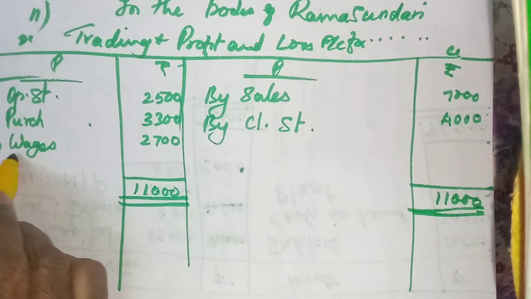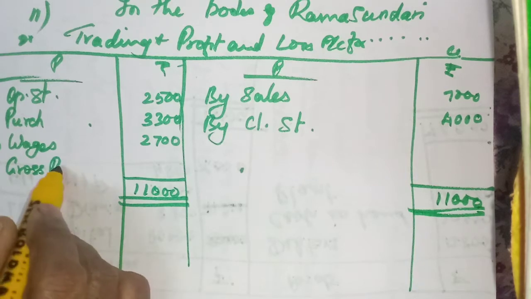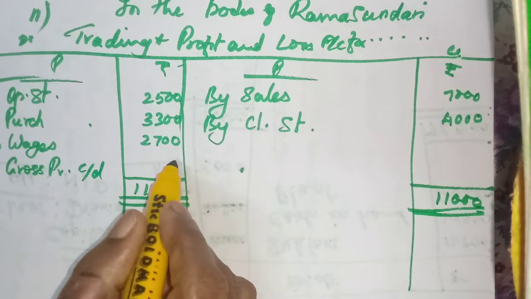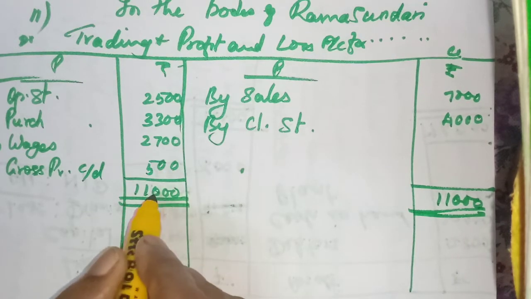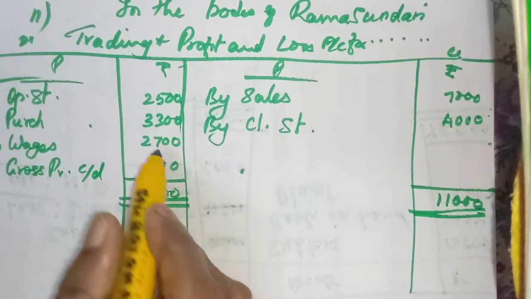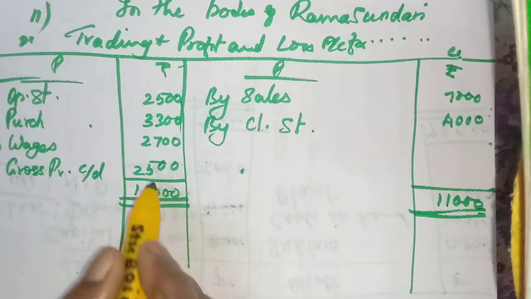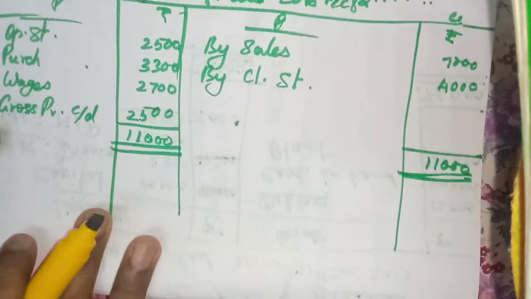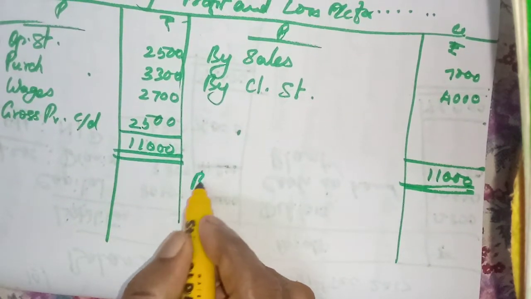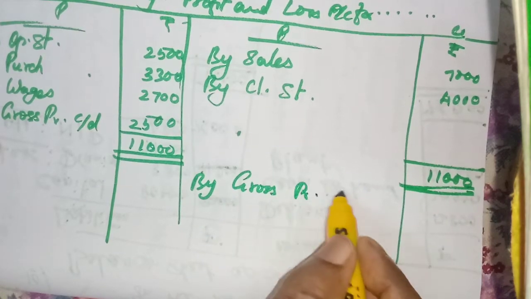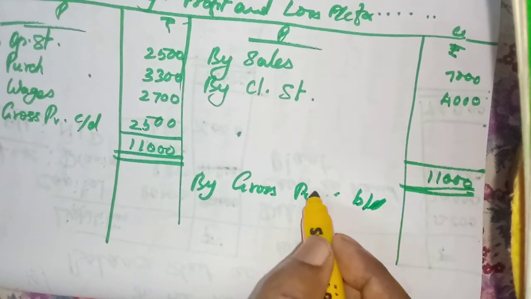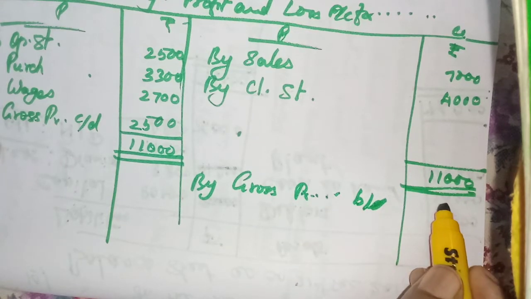Then to gross profit carry down. Okay, 0 0 8 15 15 plus 5 20 balance 2 4 7 9 9 plus 2 11. Okay, 2,500. Immediately you write this item on the credit side. By gross profit brought down, you write fully. Okay, full name gross profit brought down 2,500.